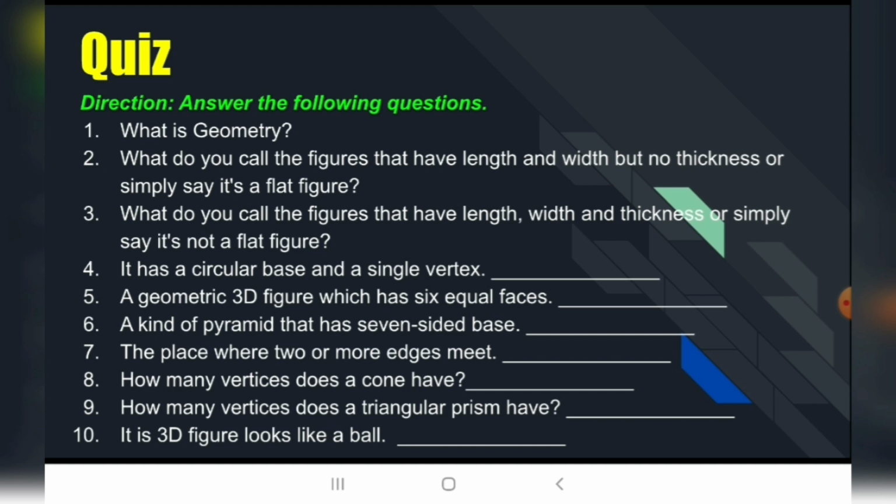Number 7, the place where 2 or more edges meet. Number 8, how many vertices does a cone have? Number 9, how many vertices does a triangular prism have? And the last number, what do you call the 3D figure that looks like a ball?